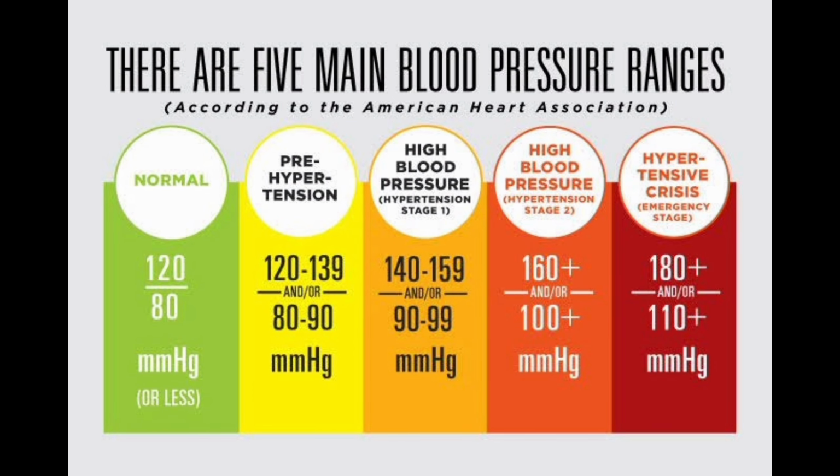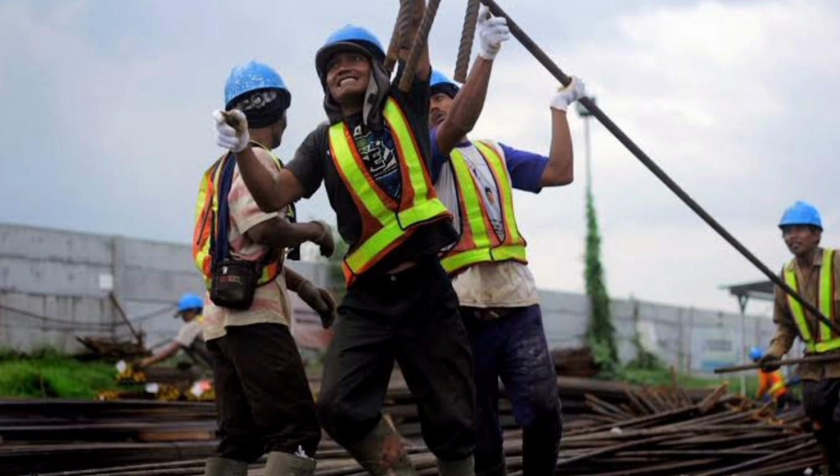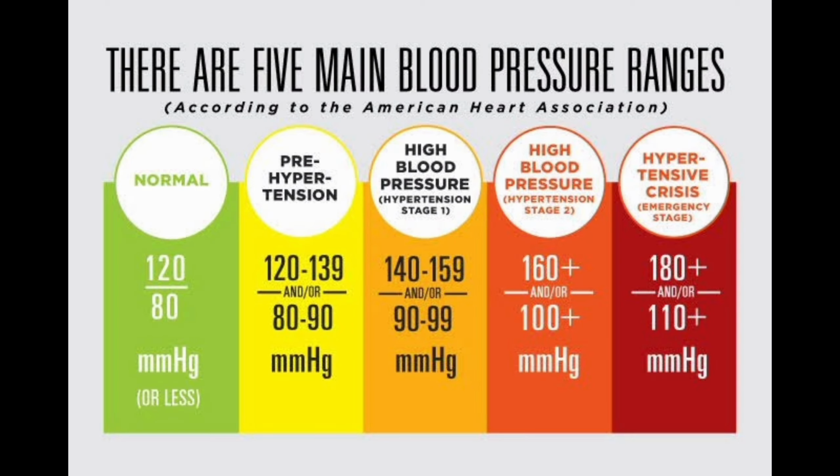First, pre-hypertension. That means our systolic blood pressure is in the range of 120 to 139 and the diastolic pressure is in the range of 80 to 90 mm of Hg. It may happen due to heavy physical activity. Second one, hypertensive stage 1. In this stage, the systolic pressure is in the range of 140 to 159 and the diastolic pressure is in the range of 90 to 99 mm of Hg.